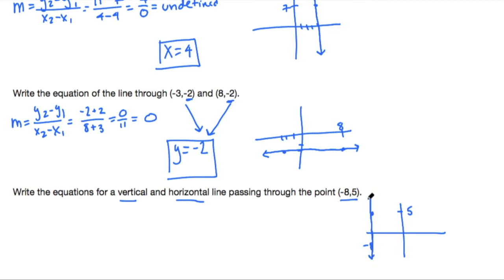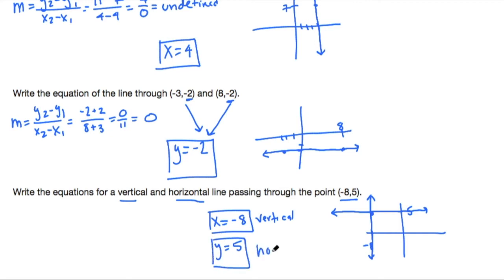And if we go horizontally, it's going to pass through 5, and every point on that line is going to have the y value of that point. So y equals 5. So this would be the vertical x equals negative 8 and horizontal y equals 5, the equations of the lines that pass through that point. So this is everything you really need to know about vertical and horizontal lines. Remember, x equals is vertical, y equals is horizontal, and you'll be able to write the equations for those kinds of lines.